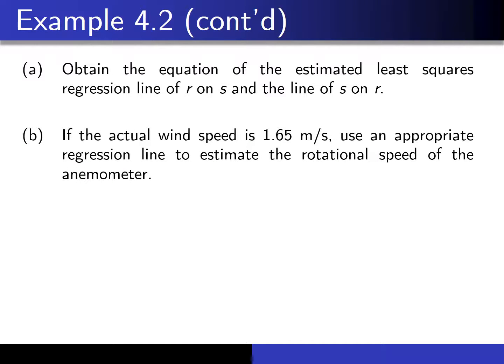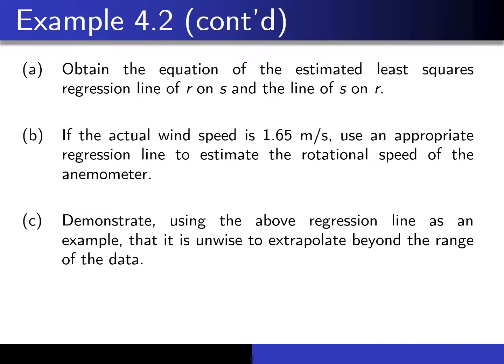Part A. Obtain the equation of the estimated least squares regression line of R on S, and the line of S on R. Part B. If the actual wind speed is 1.65 meters per second, use an appropriate regression line to estimate the rotational speed of the anemometer. Part C. Demonstrate, using the above regression line as an example, that it is unwise to extrapolate beyond the range of the data.